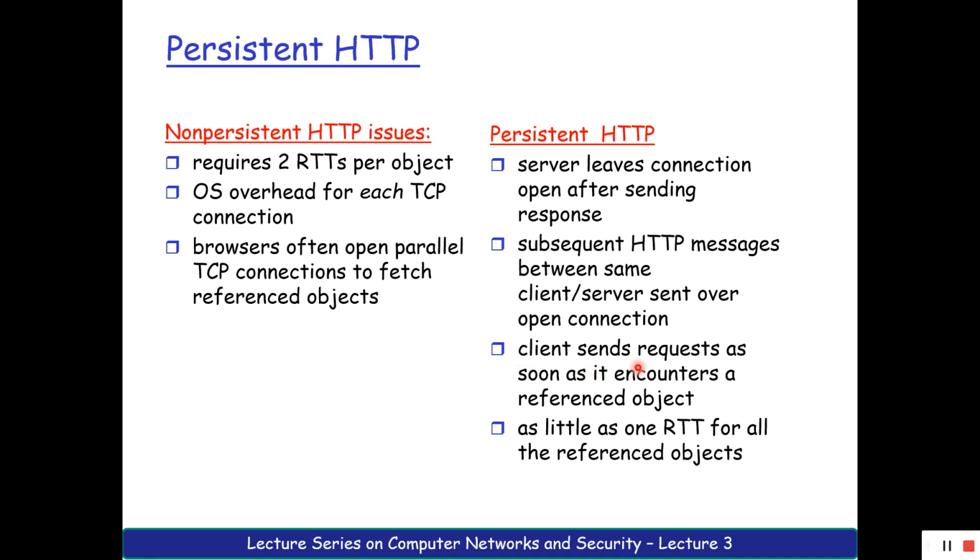Thirdly, the client sends a request as soon as it encounters a referenced object. Whenever it encounters a referenced object, it will send the request. As little as only one RTT for all the referenced objects is required. So this is a brief differentiation between persistent and non-persistent connections.